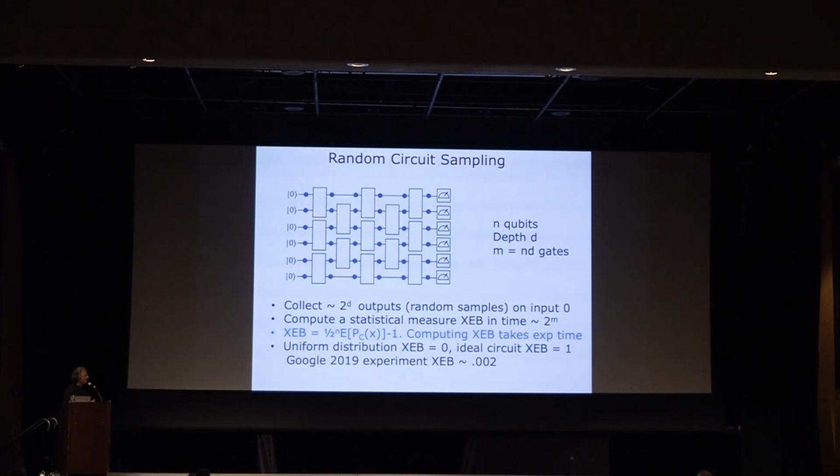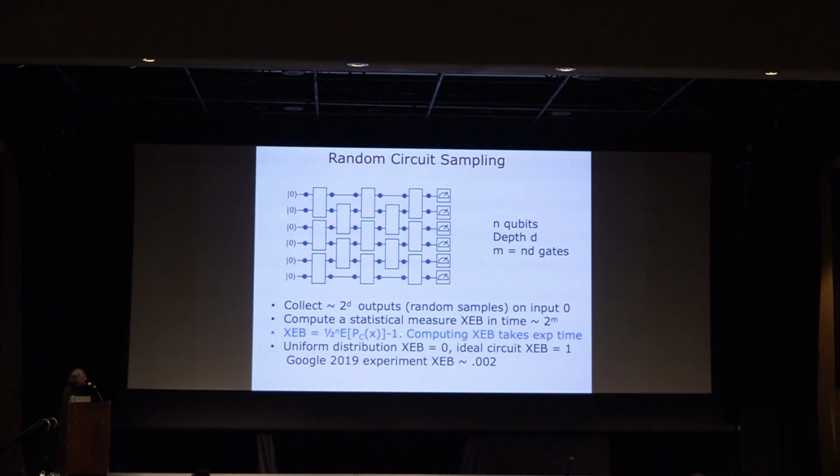which is called linear cross entropy, which is not efficiently computable. It takes, in general, exponential time, but of course you do the best you can. Now this measure of linear cross entropy is just the expected value of the actual probability of the output, given that you computed it on the ideal quantum circuit, the noise-free quantum circuit.